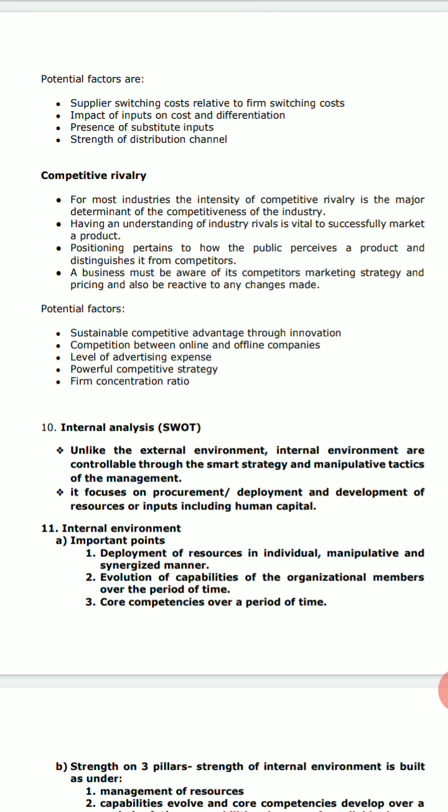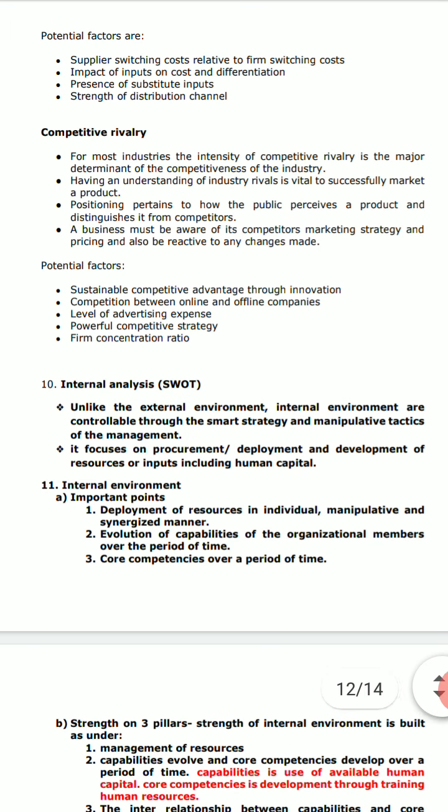So having an understanding of the industry rivalry is vital to successfully market a product. When you know that there are many rivals, then it is very important to market the product successfully, right? Again, positioning pertains to how the public perceives the product and distinguishes it from the competitors. That means your product has to be unique in nature, positioning has to be unique, so that instead of buying from the competitors, your product will be bought more, right?